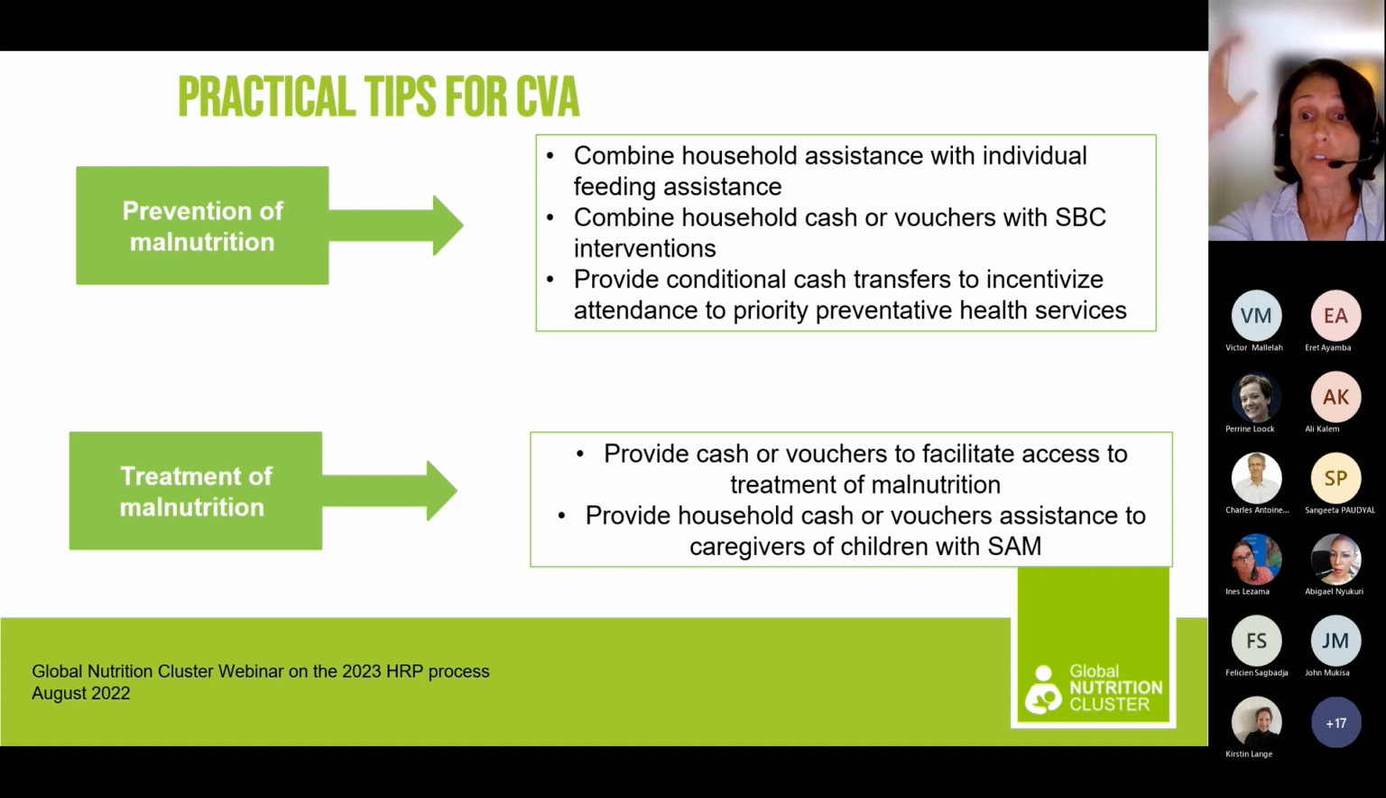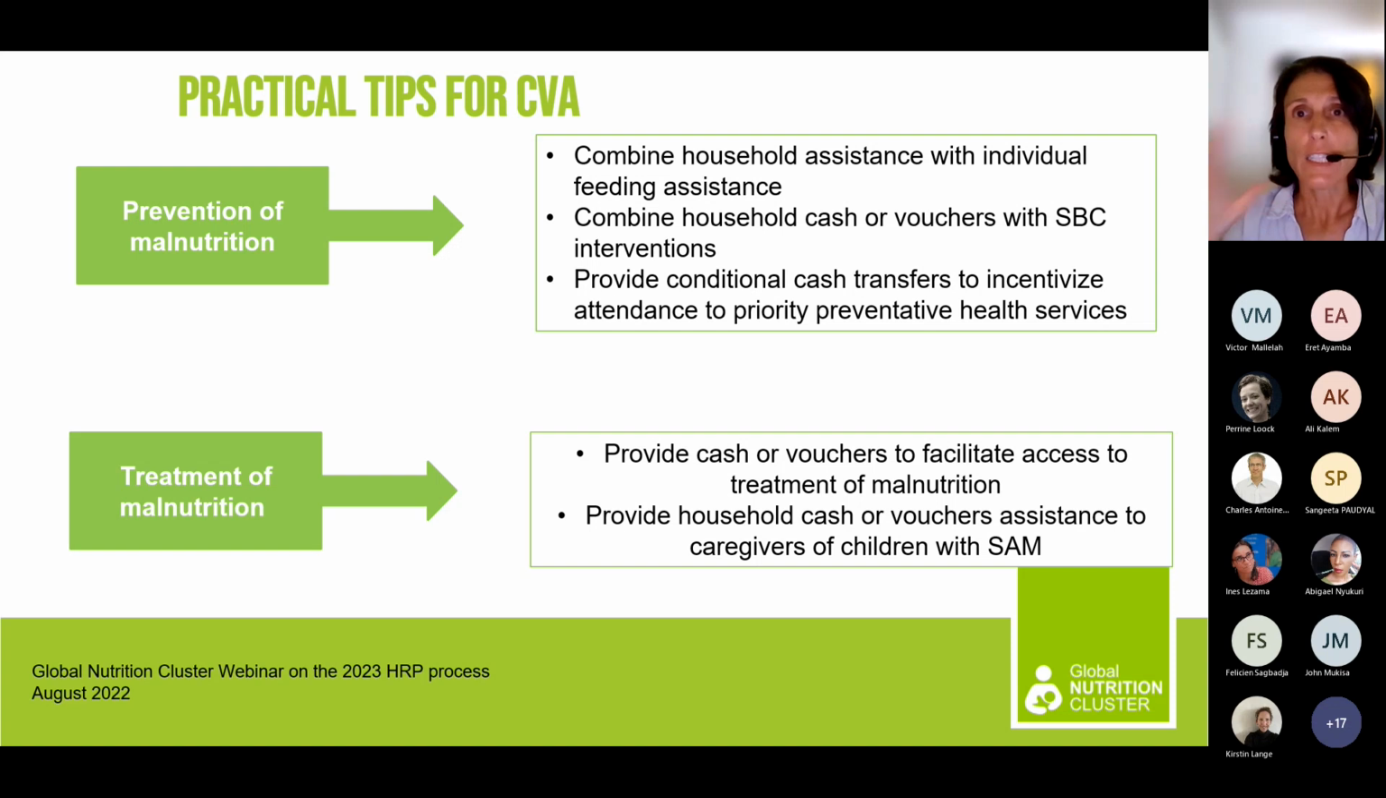Do we supplement, for instance, if there is a food distribution going on? Do we top up with cash or voucher to make sure that the family can afford specific nutritious food for the young children, for instance, if it's not part of the package of the food distribution? We can also combine cash and voucher with SBC intervention.